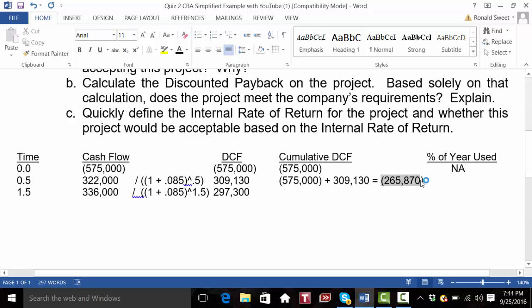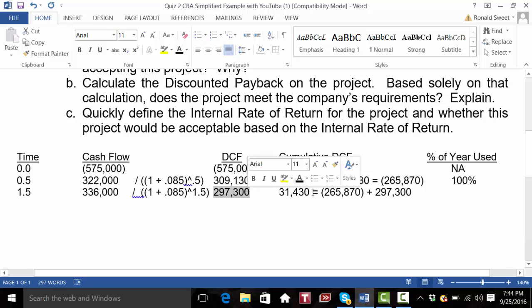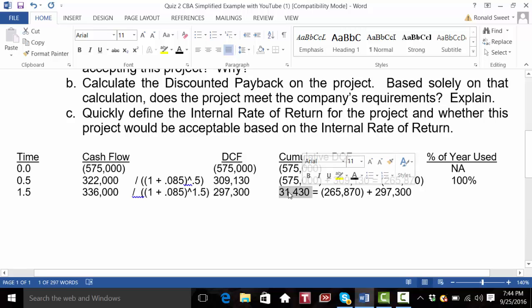Given that it's a deficit, given that it's negative, that means you need all of that year's benefit as part of the discounted payback, and you're still not positive, so that's why it's 100%. The only time it's not 100% is if this turns positive. The next year, our cumulative payback will be $31,430. That equals the deficit we started with, $265,870, plus this year's discounted cash flow. That $31,430 will actually be our net present value, but we'll calculate that again separately.